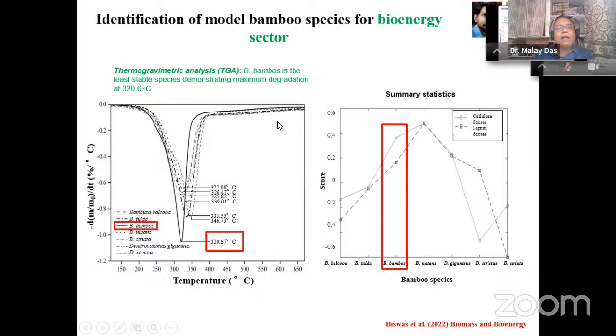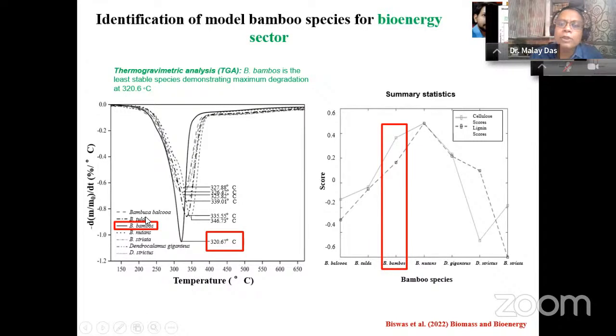Then we also did the thermogravimetric analysis, or TGA. This was done with another chemistry colleague at IISER Kolkata, and this thermogravimetric analysis is nothing but what we did, we simply put the LCB tissue or material into high temperature up to 650 to 700 degrees centigrade, and we see what is the temperature when the LCB composition is getting degraded. So meaning that the lower the temperature it needs to degrade the LCB biomass, the better it is for the bioenergy sector, because you need a lower amount of energy to get energy out of it.